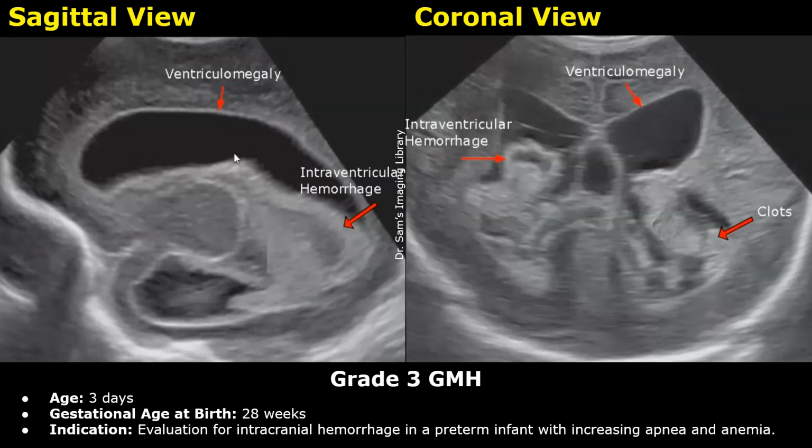Now we study the report of Grade 3 GMH. Patient age is 3 days. Gestational age at birth was 28 weeks. Indication, evaluation for intracranial hemorrhage in a preterm infant with increasing apnea and anemia.